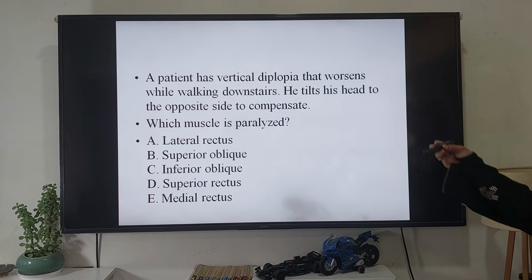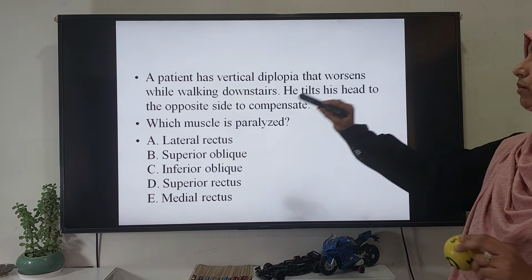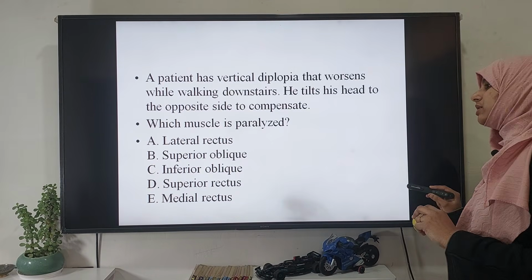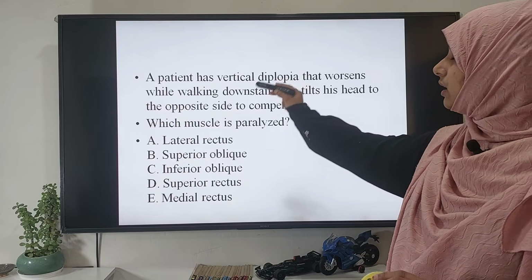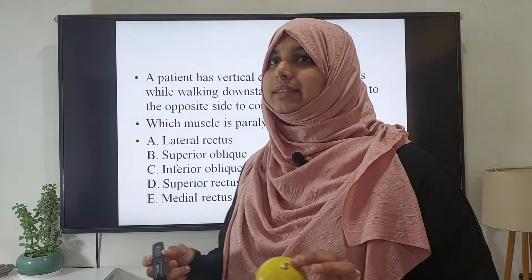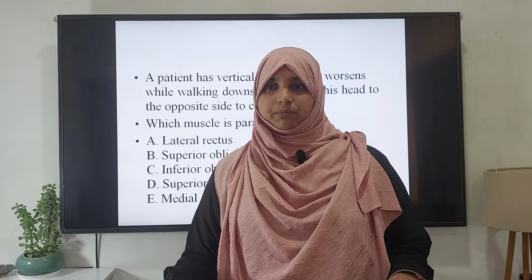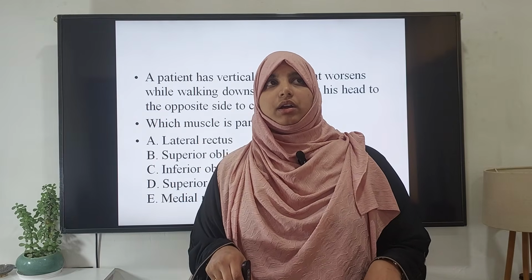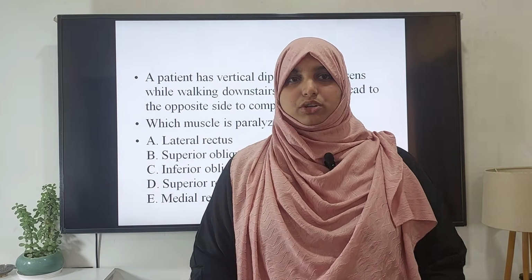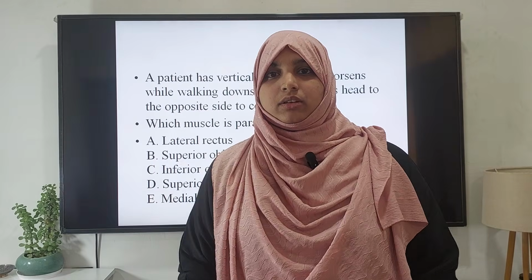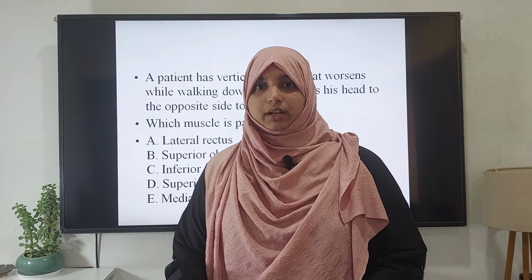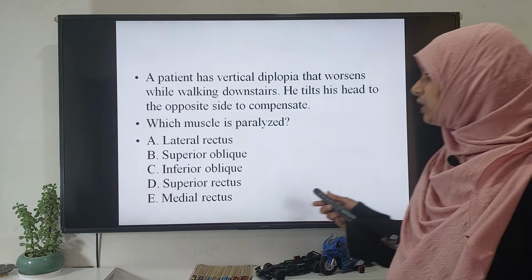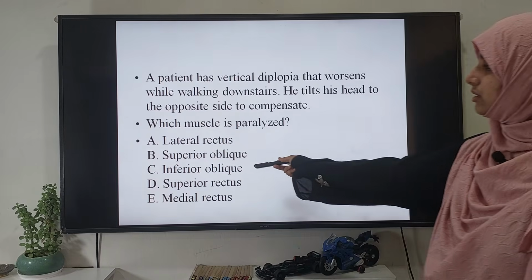Next, we have a patient having vertical diplopia that worsens while walking downstairs. He tilts his head to the opposite side to compensate. Which muscle is paralyzed? So here I want you to think, in a simpler way, that the patient is going downwards, okay, and the patient has to look down. From the image, can you recall which muscles were responsible for the depression of both the eyes at the same time? So for the right eye, we had inferior rectus and superior oblique, right? So in both eyes, inferior rectus and superior oblique will be responsible. So we have the superior oblique option. That might be the answer.